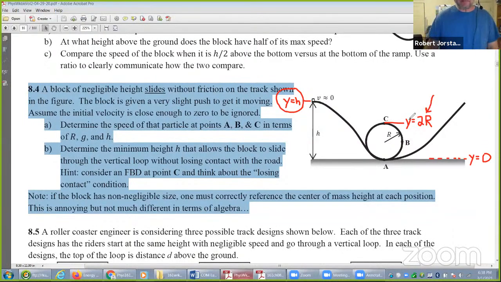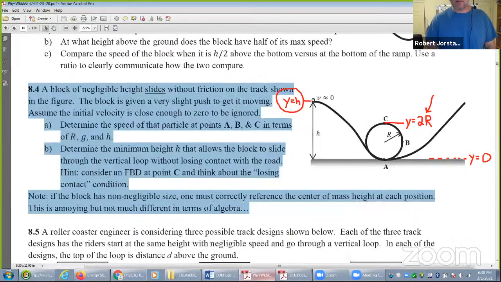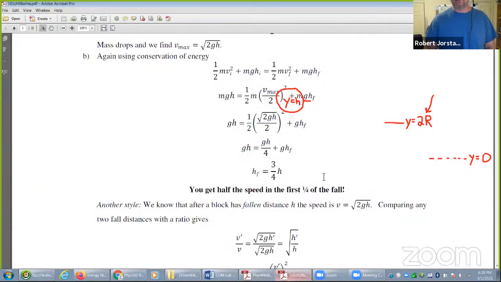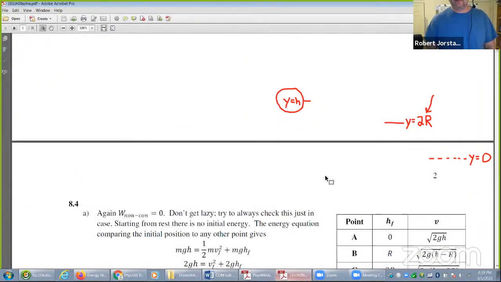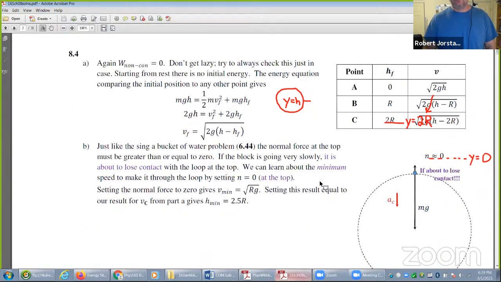All right. Now, if I want to go in, I could do the problem here. You could also do a normal, oh, whoops, I guess I kind of gave this away, but we're running out of time. What you do is you do an FBD at the top. You assume it's about to lose contact. You set the normal force to 0. We figure out this minimum speed. You do this energy problem as we've done before, and we find out it's 2.5 times the radius.